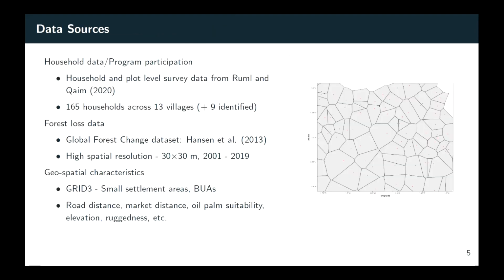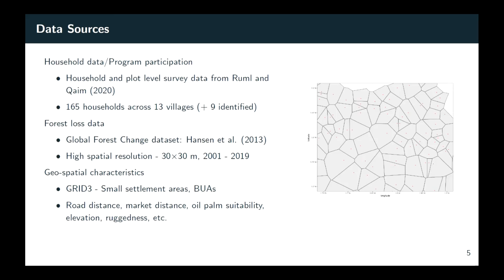Okay, so the data that we're going to use comes from a variety of different sources. We have household data from Rummel and Keim 2020 that actually fielded a cross-sectional survey around this program. They survey 165 households across 13 different participating villages. We also have 9 additional treated villages that were not surveyed by Rummel and Keim, but we know where they are and that they were treated.